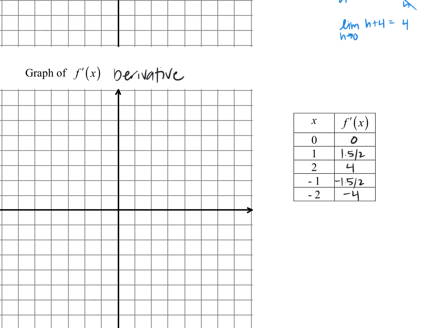So now I'm just going to plot these points. It's the same x value, except instead of plotting a y value, I'm plotting the derivative of our original function, that value. So that slope at that point. Okay, so 0, 0, easy one. At 1, I'm at 1.5 to 2. At 2, I'm at 4. And then at -1, I'm at about there. And at -2, I'm about there.